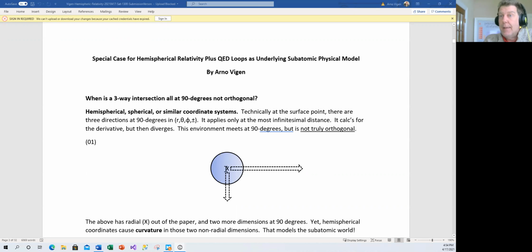So technically at that point on the surface, there are three directions to go: outward from the paper, to the right, or to the left. And those are at 90 degrees. But strangely enough, those are not going to give you orthogonal because these two directions curve on that sphere surface. So this meets at 90 degrees, but is not orthogonal within the meanings of the equations that we have to build.